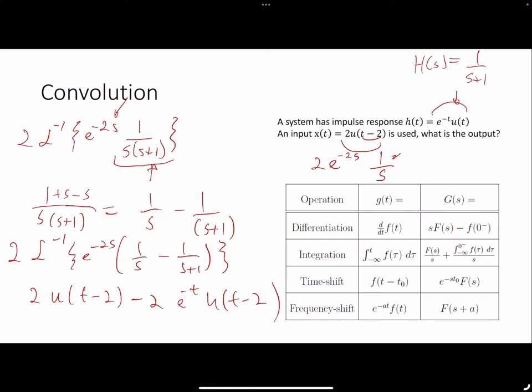How would you get from 1 plus s minus s over s plus 1 to 1 over s? Oh, so these first two terms cancel the s plus 1 factor, so you end up with the first term, and then the last term cancels out the s, so you end up with this.